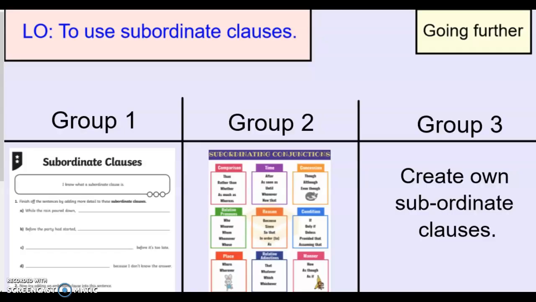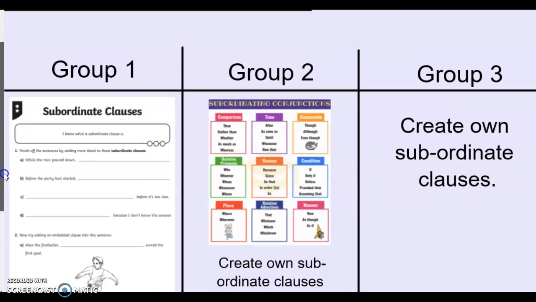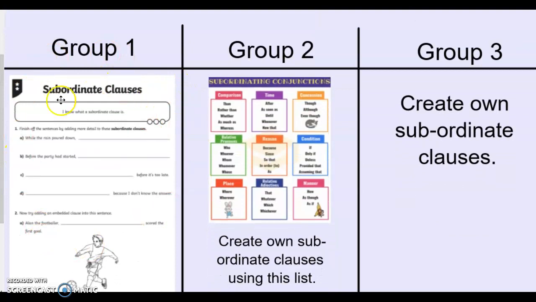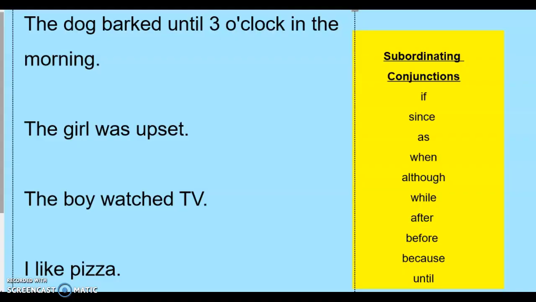Once you have done that, you can choose a task, okay? So the first task, it's like mild, hot and spicy. The mild group, you can complete this activity sheet that is in the Seesaw activities. If you want to challenge yourself and go for the spicy activity, then you can create some of your own sentences using subordinating clauses from this list. Okay, if you want to extend yourself even further, you can create your own sentences. But make sure you look at these first, okay?